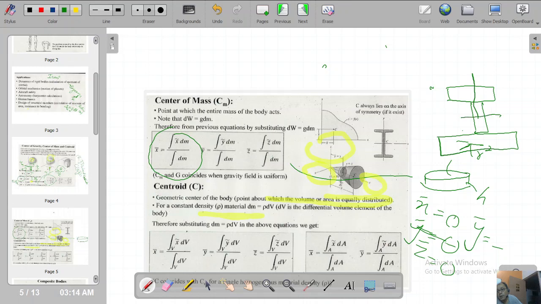one of the axes here is going to be the y-axis, and this is going to be the x-axis. If you look at it, its centroid will lie somewhere along the y-axis. It will lie somewhere along the y-axis, its centroid.